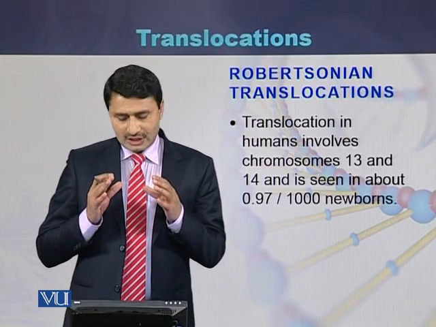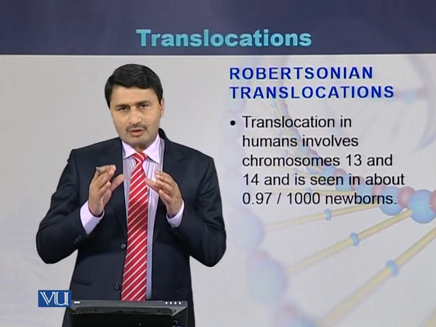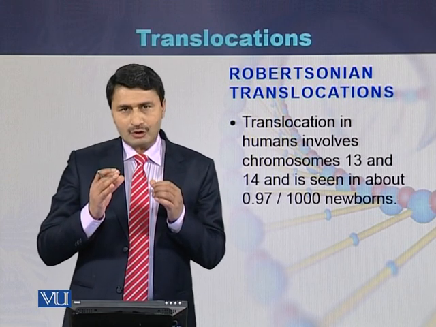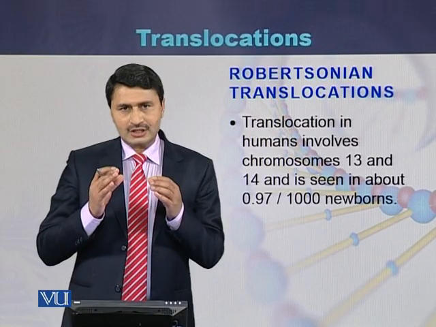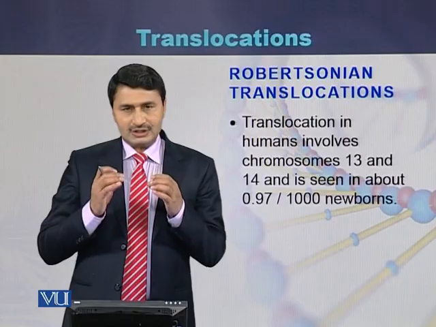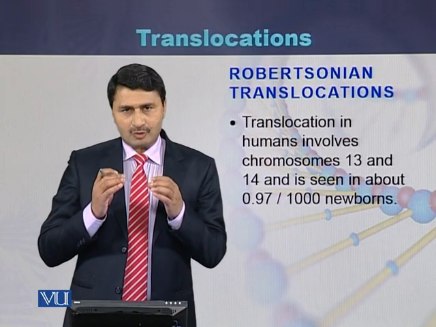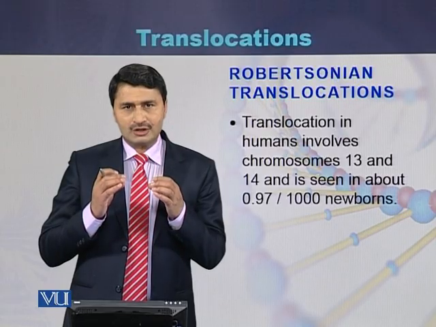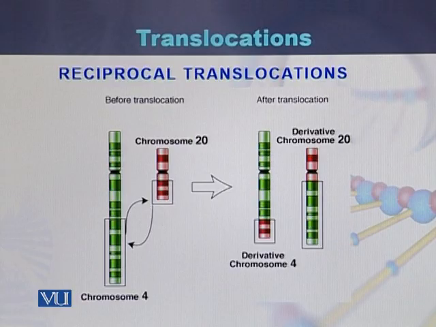Robertsonian translocation occurs between chromosome 13 and chromosome 14. This is a normal phenomenon in humans, and it is usually seen in approximately one in a thousand newborns, who have the Robertsonian translocation.